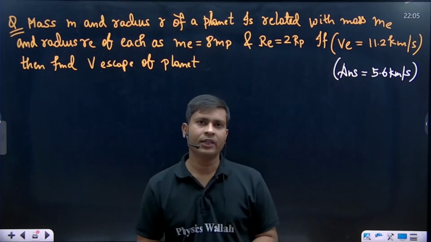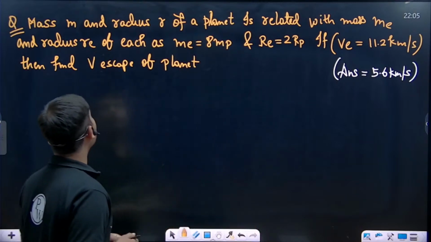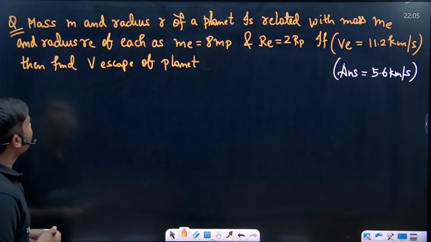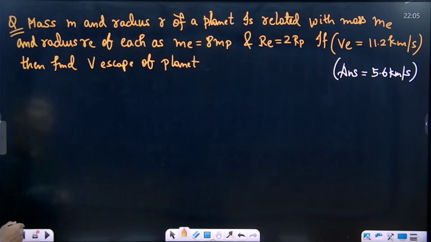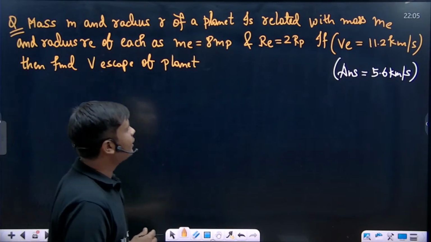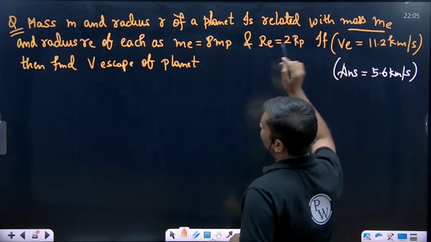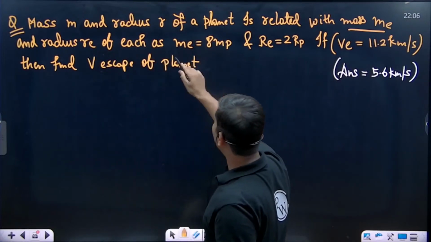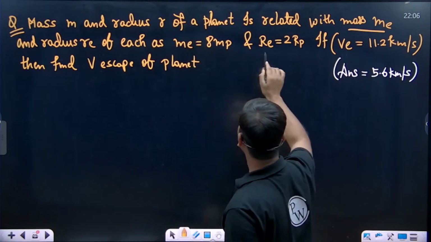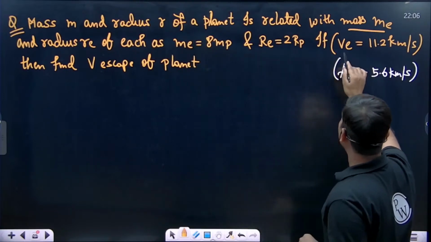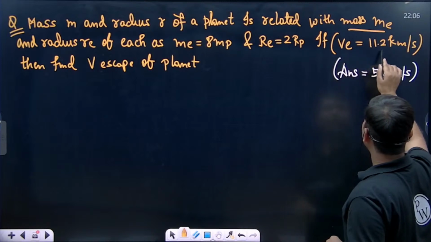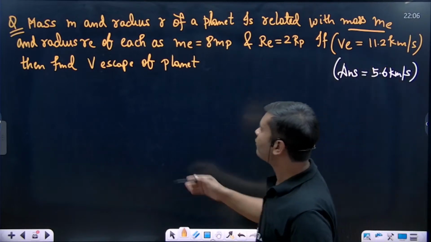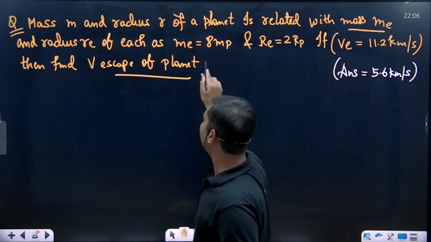Good evening, students. This is a new question for you. What is the question? Look here. The question says the mass m and radius r of a planet are related with the mass Me and radius Re of Earth as Me is equal to 8 Mp and Re is equal to 2 Rp. If Ve is equal to 11.2 kilometer per second, then find the escape velocity of the planet.